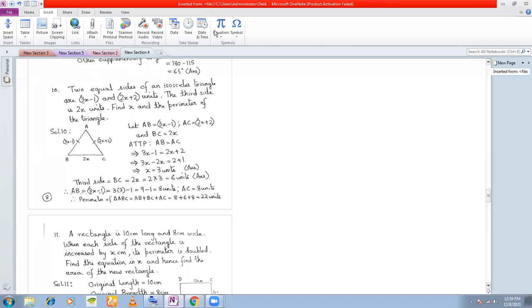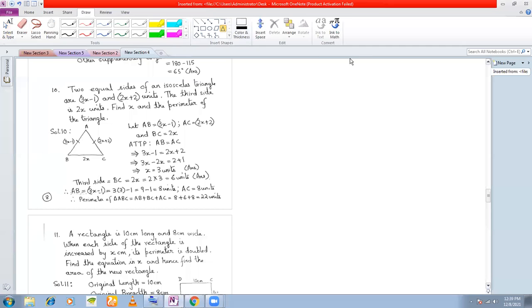Let us draw a triangle. Let's say this is an isosceles triangle with two equal sides. Let's say AB is equal to AC. Let's say these two equal sides are there.